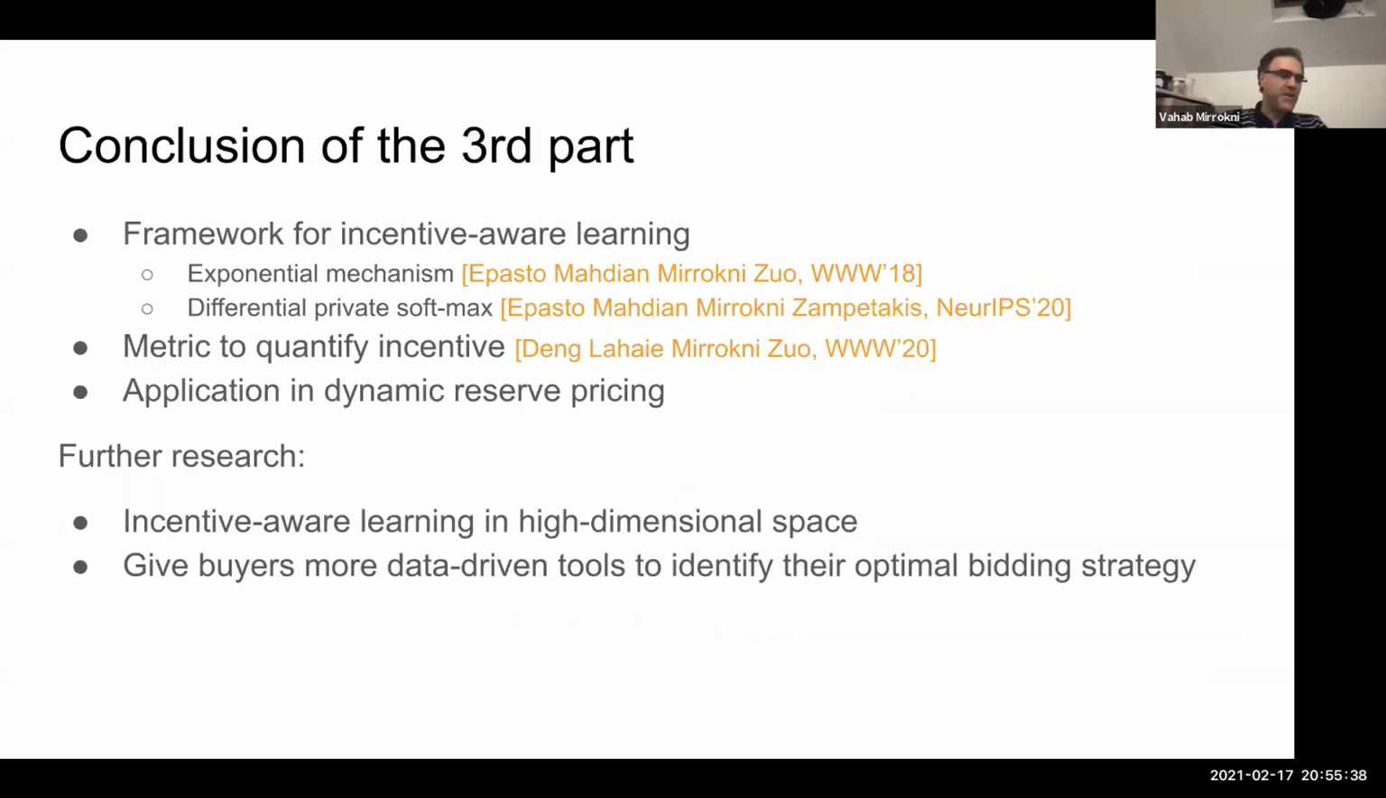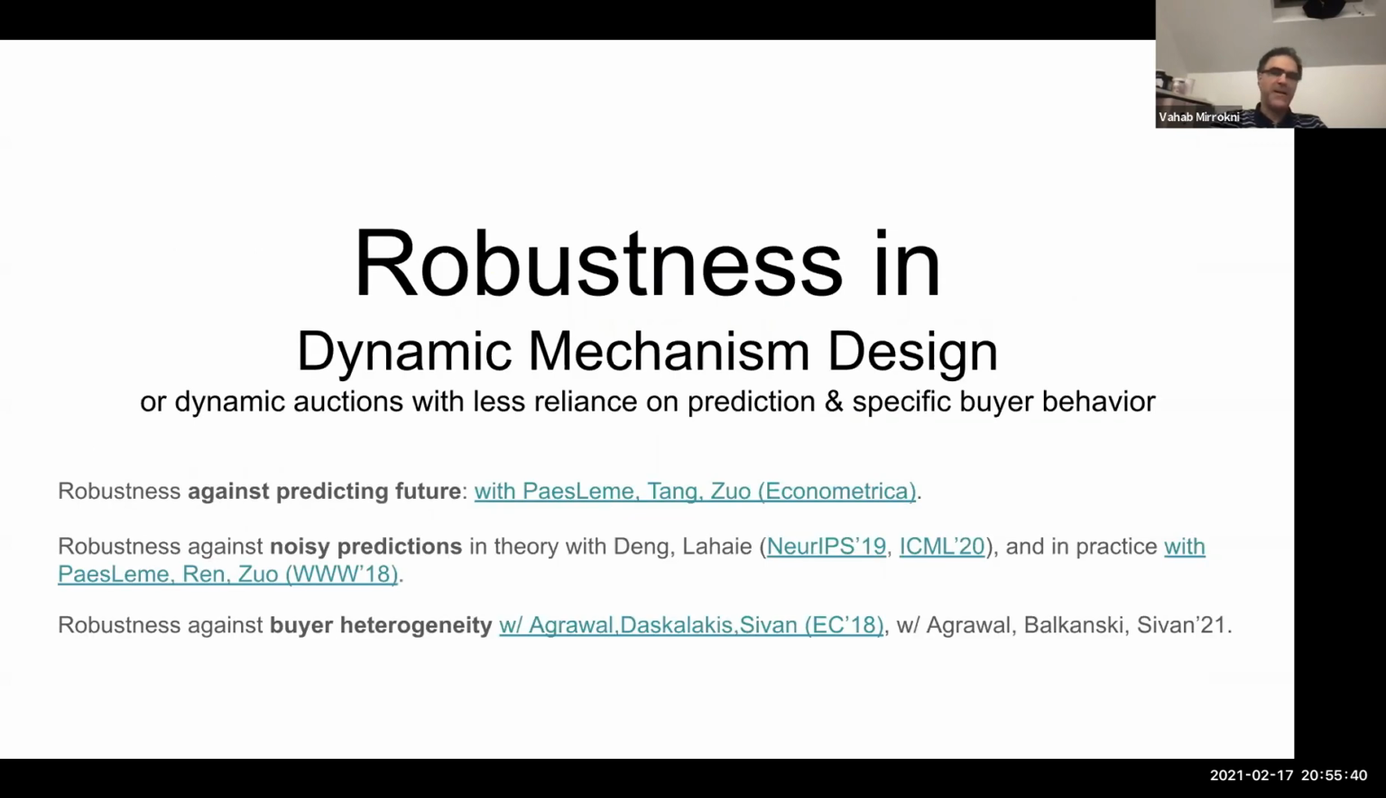So this is the third part. The last part was meant to be skipped actually, but now I have 5 minutes, so I'm going to give you the core idea. This is the most technical part of the presentation. It's about robustness in dynamic mechanism design.